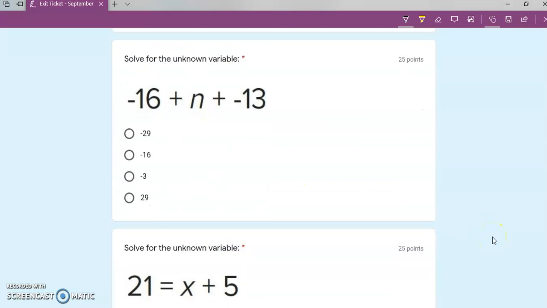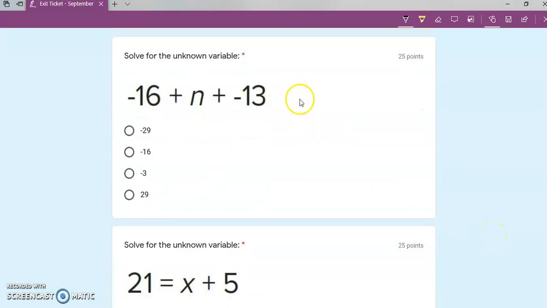The third problem here, solving for the unknown variable, again I have negative 16 plus n plus negative 13. Now when I have them like this, there's no equal sign here. So this is kind of like a challenge or trick question. Because everything is on one side, I know everything has to equal 0, because something has to be on the left-hand side, something has to be on the right-hand side.